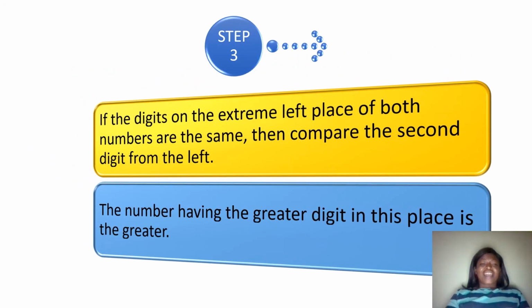Step 3. If the digits on the extreme left place of both numbers are the same, then compare the second digit from the left. So if the first digits on the left are the same, you move on to the second one, then you compare. The number having the greater digit in this place is greater. Good. Let's continue and see an example.